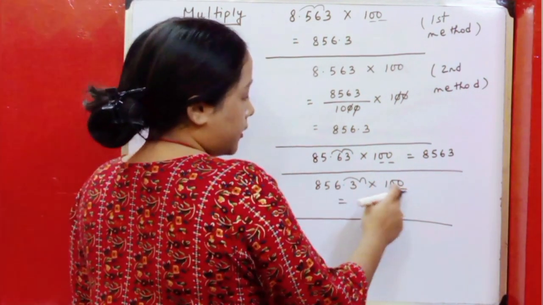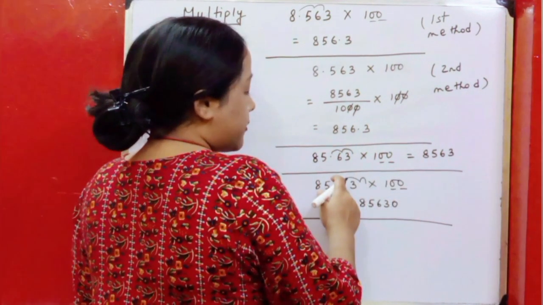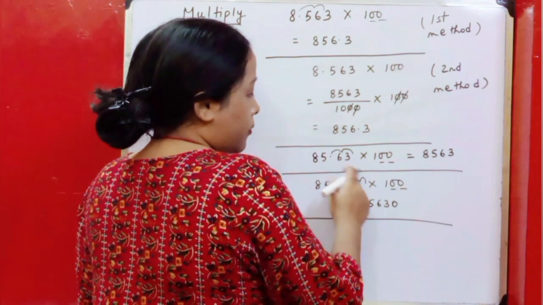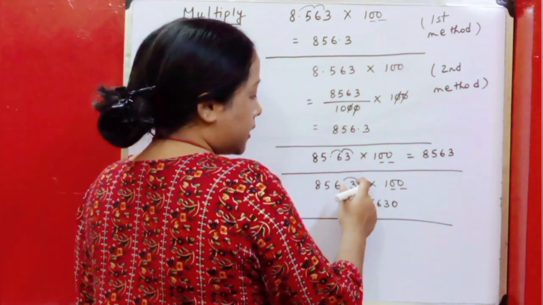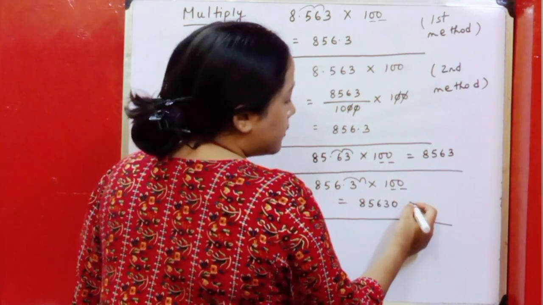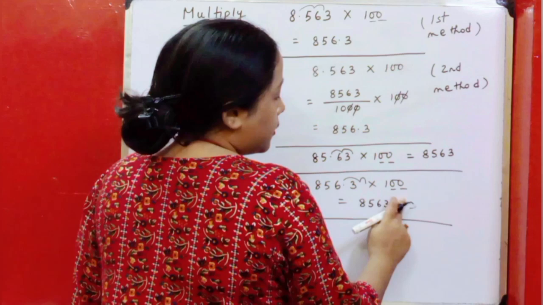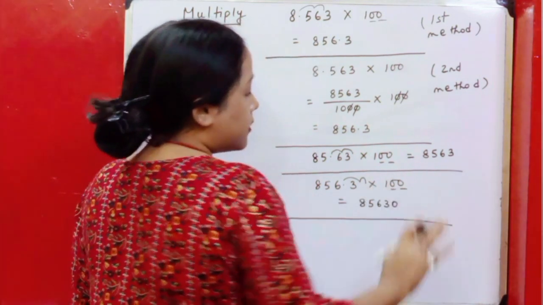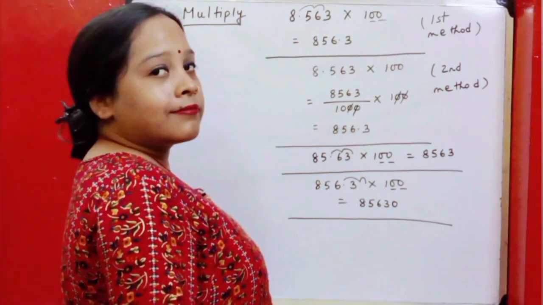856.3 multiplied by 100. Two zeros are here. These will be shifted two places. One place, there is no digit here, so we will write a zero, and then it is 0.0, but we don't write this 0.0. This is the complete answer.